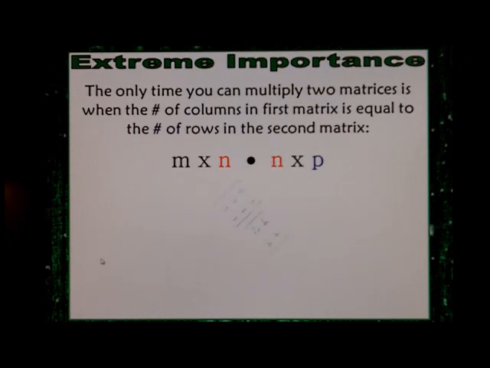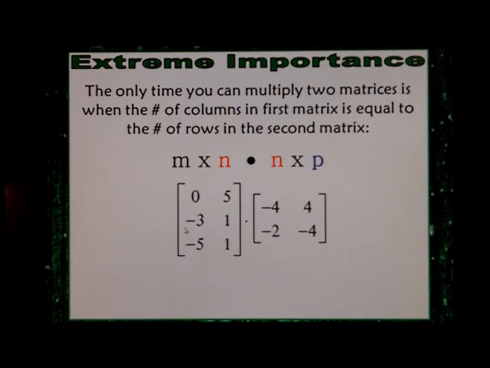So there's an example. A 2 by 2 works like a champ. Here's one. This is a 3 by 2 and a 2 by 2. That one works because 3 by 2, 2 by 2, these two numbers right here, the number of columns and the number of rows, are exactly the same. So that would be a legitimate one to be able to multiply.